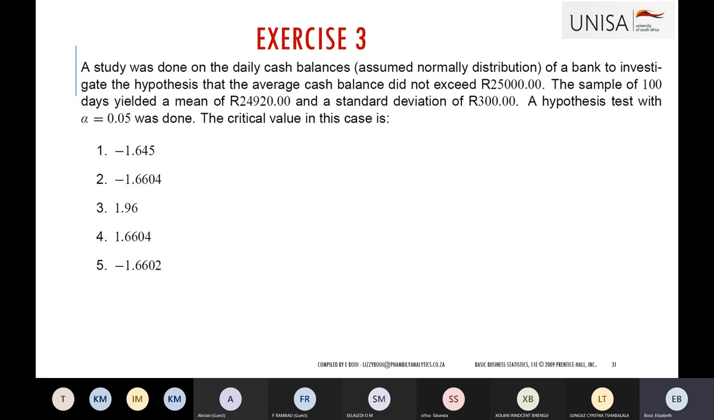You have 5 minutes. A study was done on the daily cash balances of a bank to investigate the hypothesis that the average cash balance did not exceed 25,000. The sample of 100 days yielded a mean of 24,920 and a standard deviation of 300. A hypothesis test with a level of significance of 0.05 was done. The critical value in this case is... so you need to find the critical value.